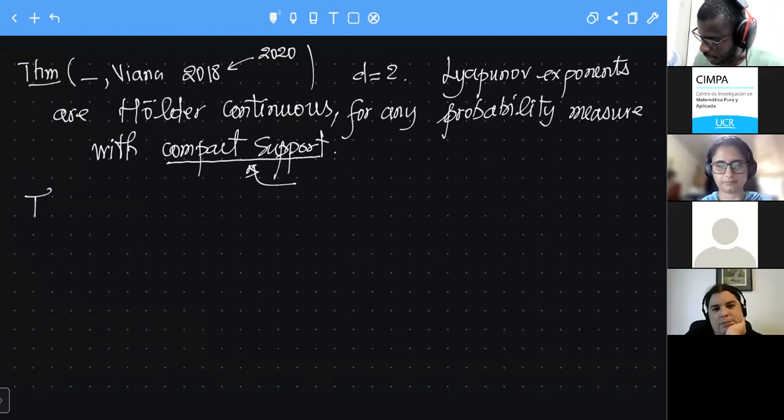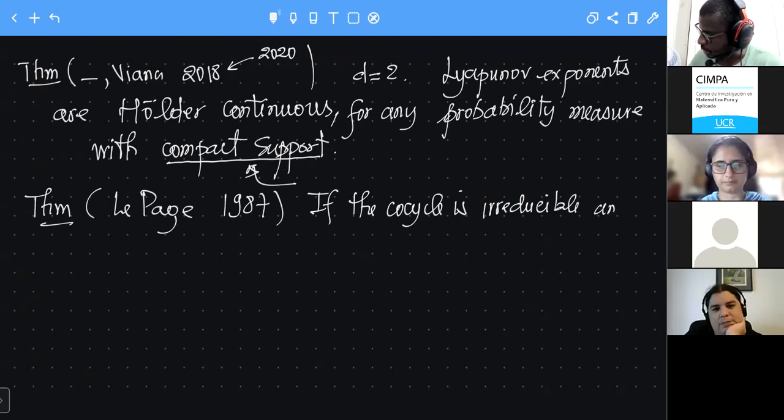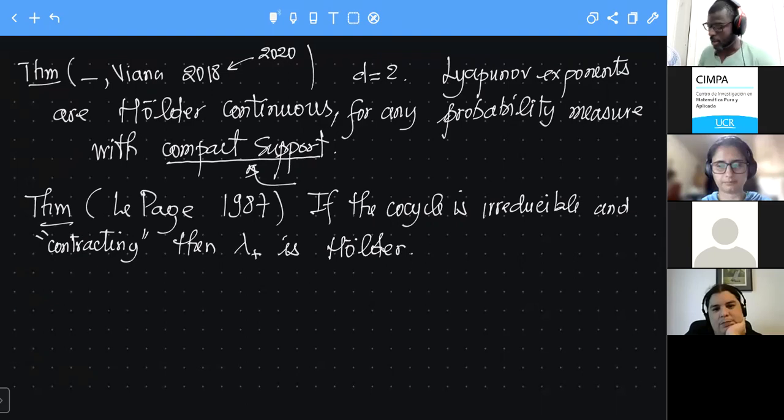Before this result, there is also another result that motivates this work. This is by Le Page, around 1987. What Le Page proved is that if the cocycle is irreducible and contracting, I will not explain what contracting is, then the top Lyapunov exponent is Holder. What we did is remove the hypotheses of irreducibility and contraction, and we still get Holder continuity.